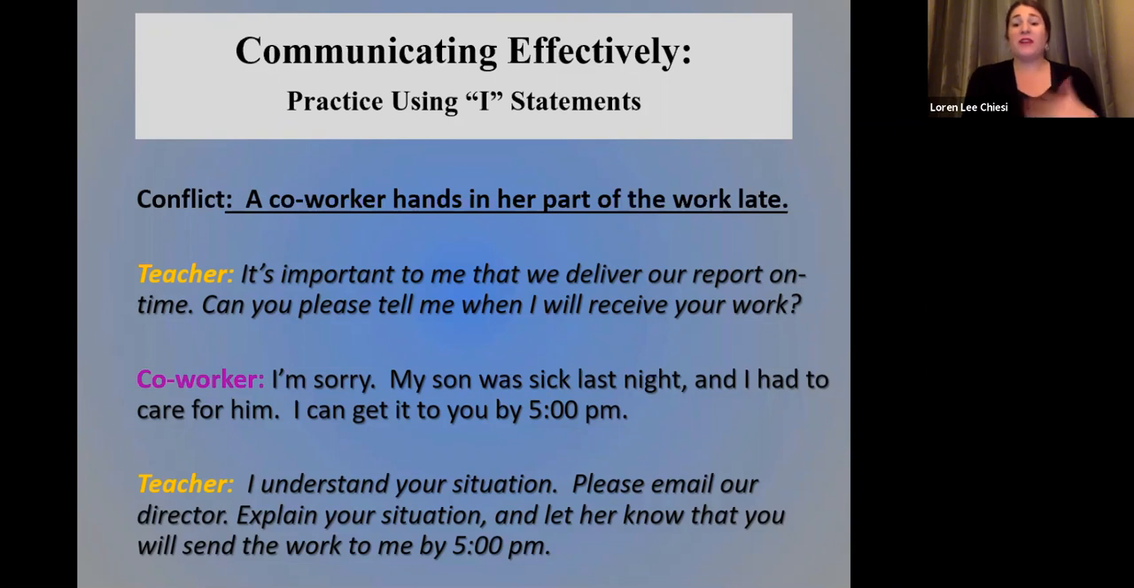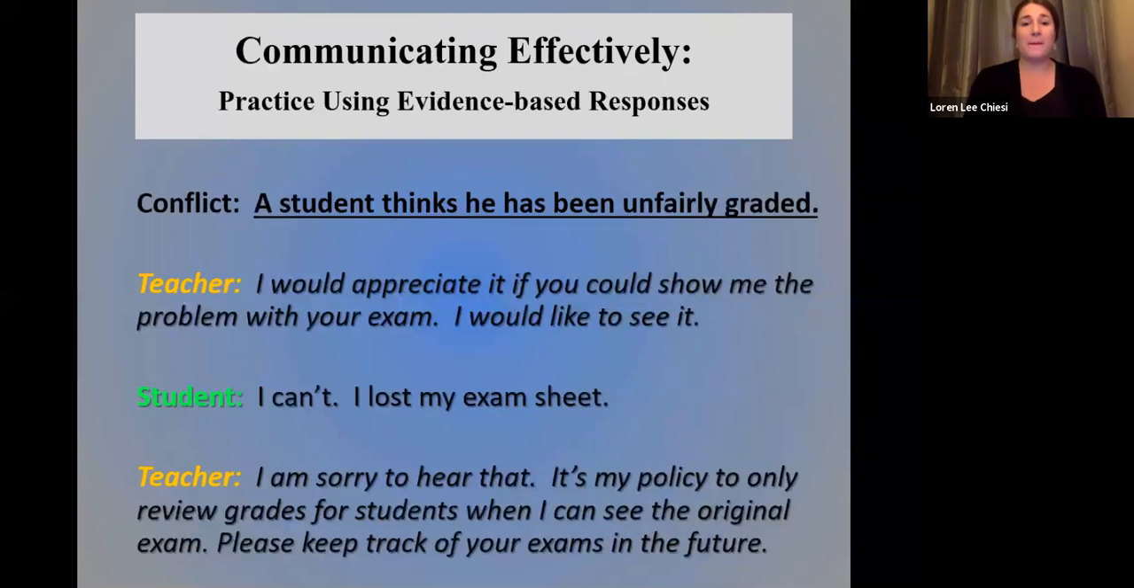Then the teacher very clearly says what she needs from the other person. So please email our director. Again, just saying please is a nice way to do that. Explain your situation and let her know that you'll send the work. The person's being extremely clear, telling the person exactly what their expectations are and making sure that that's going to be okay with the other person. And since the coworker already mentioned that they will be able to get it to the teacher by 5 p.m., this is a reasonable request. We're going to look at another one.